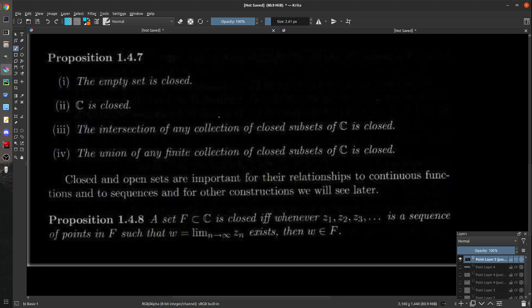And this is proposition 1.4.8. This is another way you could go through and define closed sets. It'll end up being equivalent in C. We'll say that a set is closed if it has all of its limit points. That is, if you have a sequence of points in that set that converge to some point, then that point also belongs to the set.